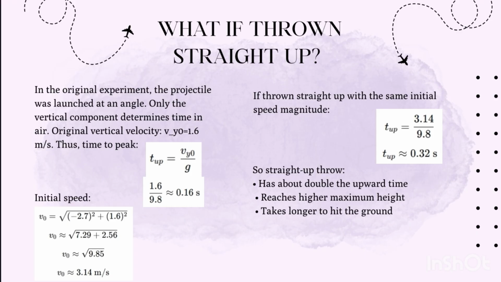If it was thrown up with the same initial speed magnitude, we would first have to calculate the speed magnitude that was originally there. So we combine the x components and the y components, and we get a speed equal to 3.14 meters per second. Then our time up in the air would be 0.32 seconds. So a straight up throw has about double the upward time. This does not necessarily need to be double; in this particular case, it just is double. In general, it would just be higher. So it reaches a higher maximum height, and then it takes longer to hit the ground.